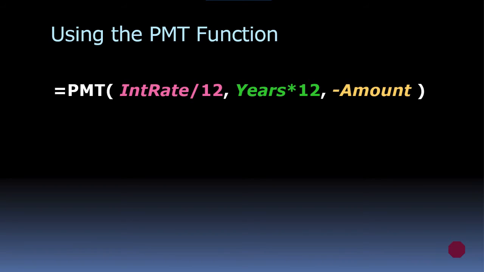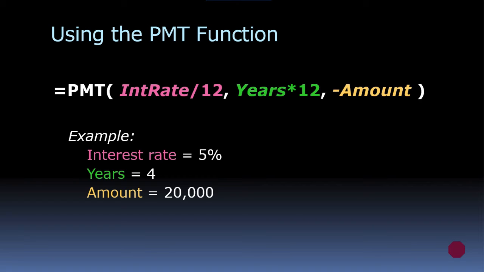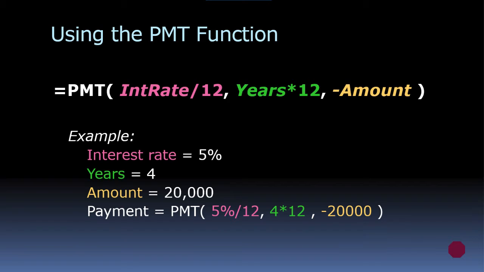Basically, you have three arguments. You have the interest rate, which you divide by 12, the number of years, which you multiply times 12, and the amount, which we usually indicate as a negative amount. The interest rate basically is maybe 5%, and years maybe 4. The amount could be 20,000, and we put that into the formula.